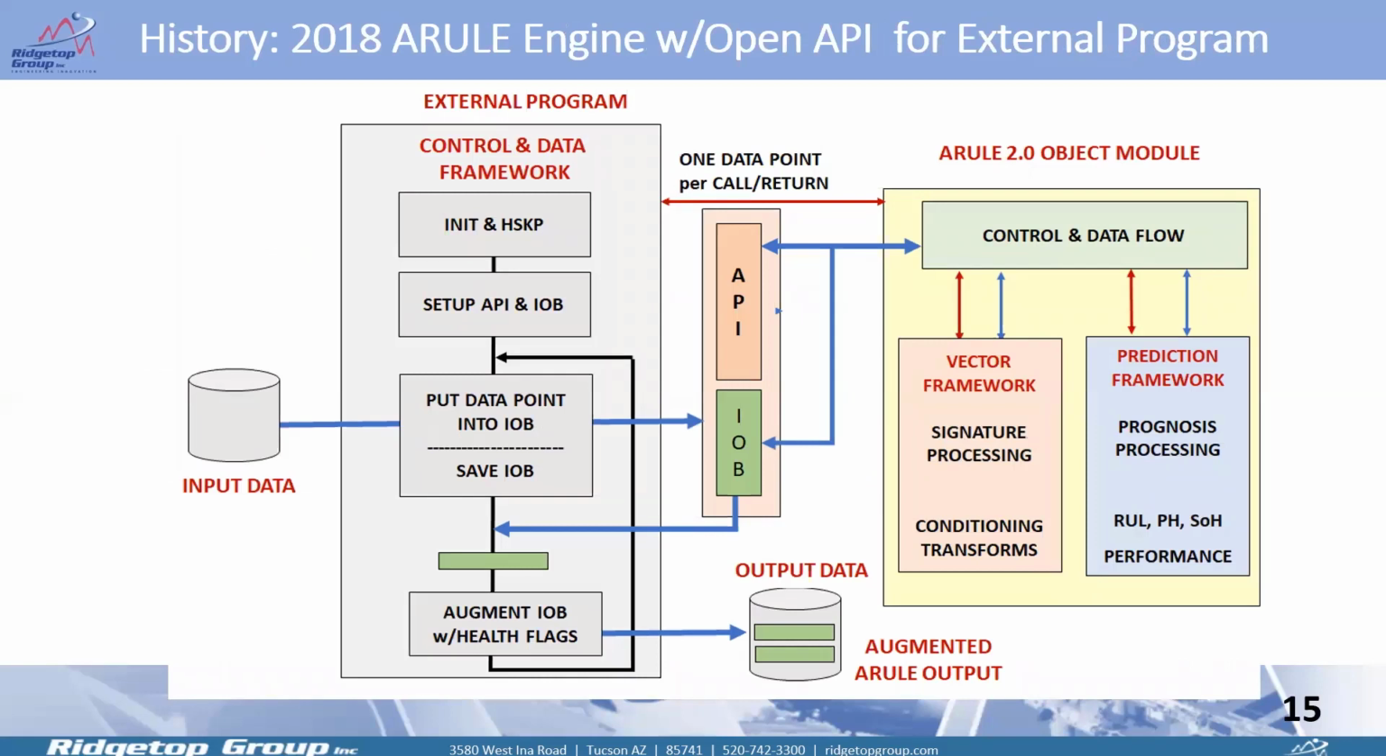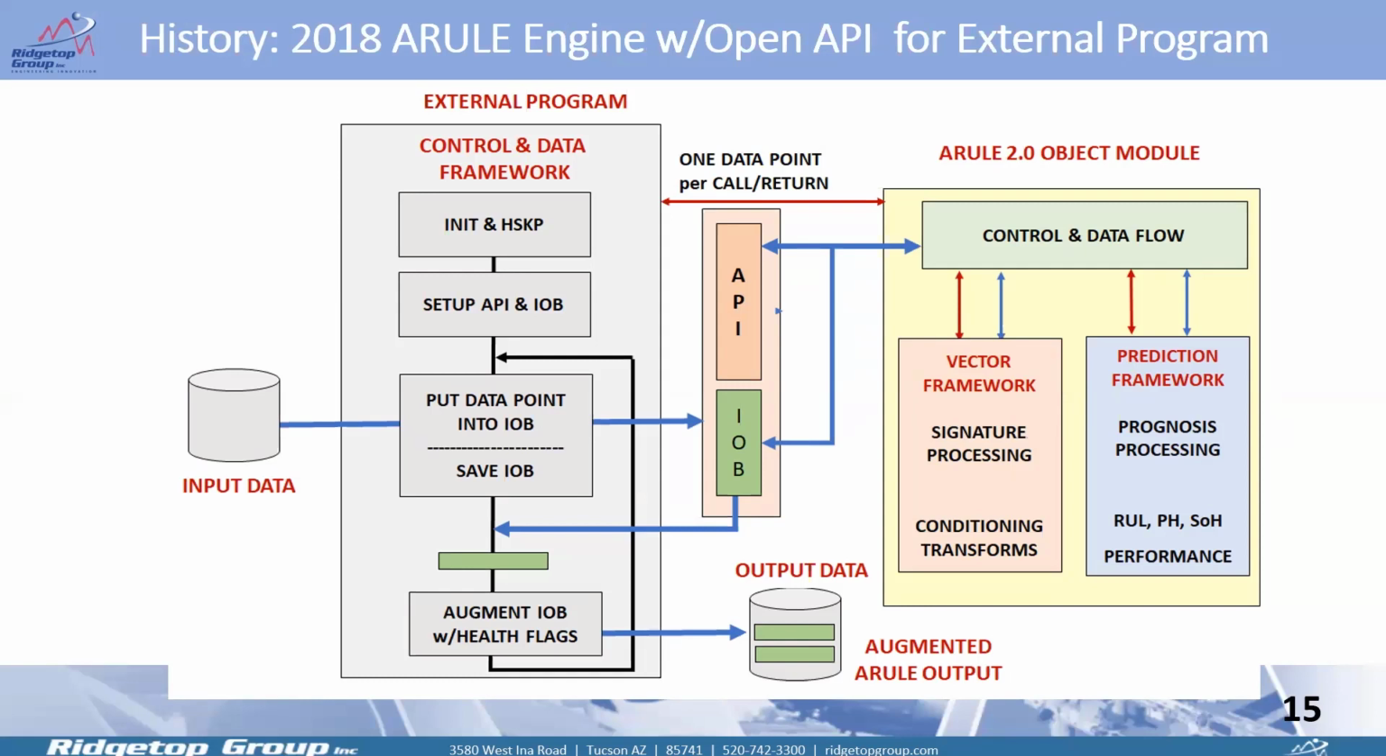Next. Okay. I alluded to the fact that ARULE has an open source application programming interface, and there it is. ARULE is an object module. It has the signature processing, it has prognosis processing, and it has control and data flow. So we take a piece of data, it gets passed to ARULE, ARULE works on it, and we put the output results into an input-output buffer. There's an API that's used to communicate between an external program and the ARULE interface.